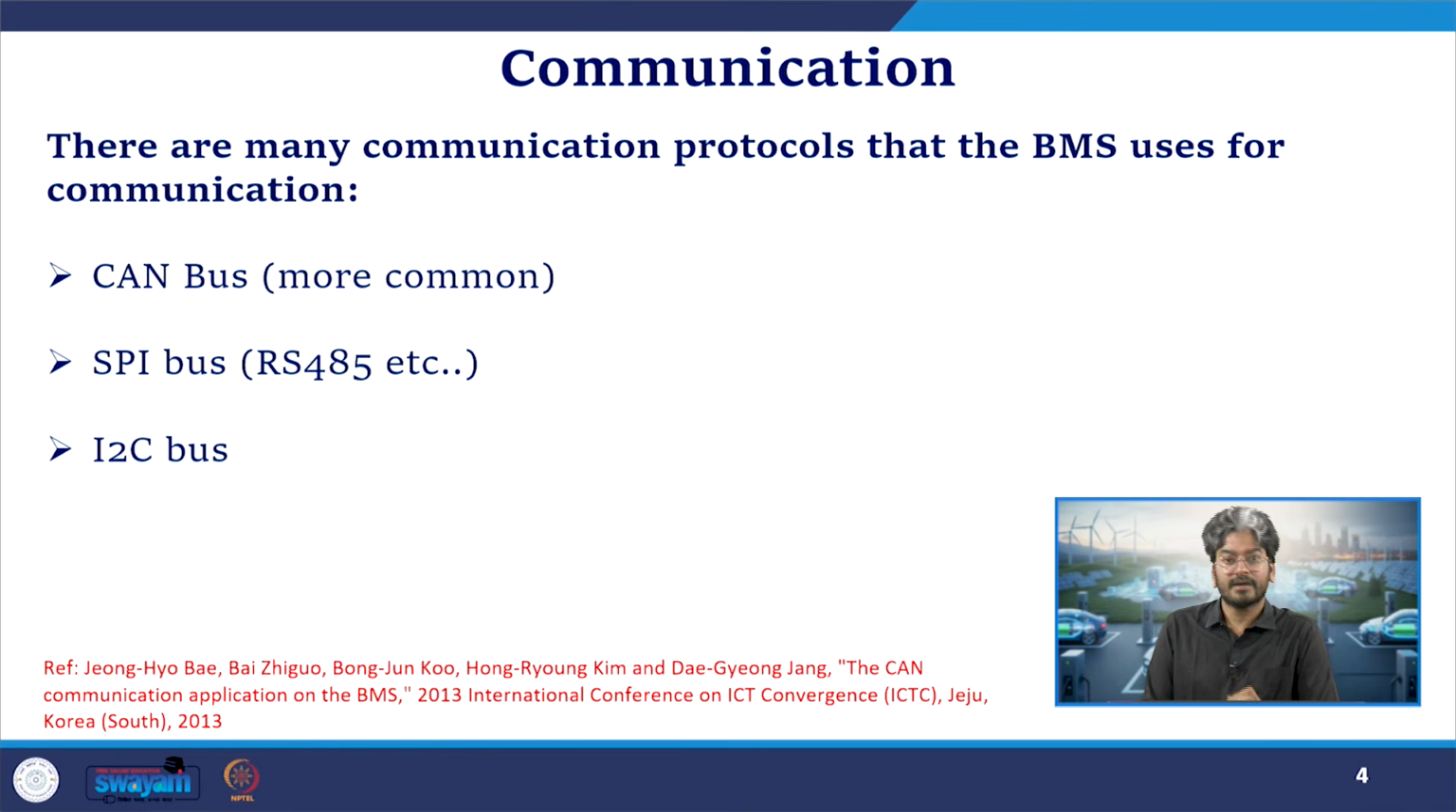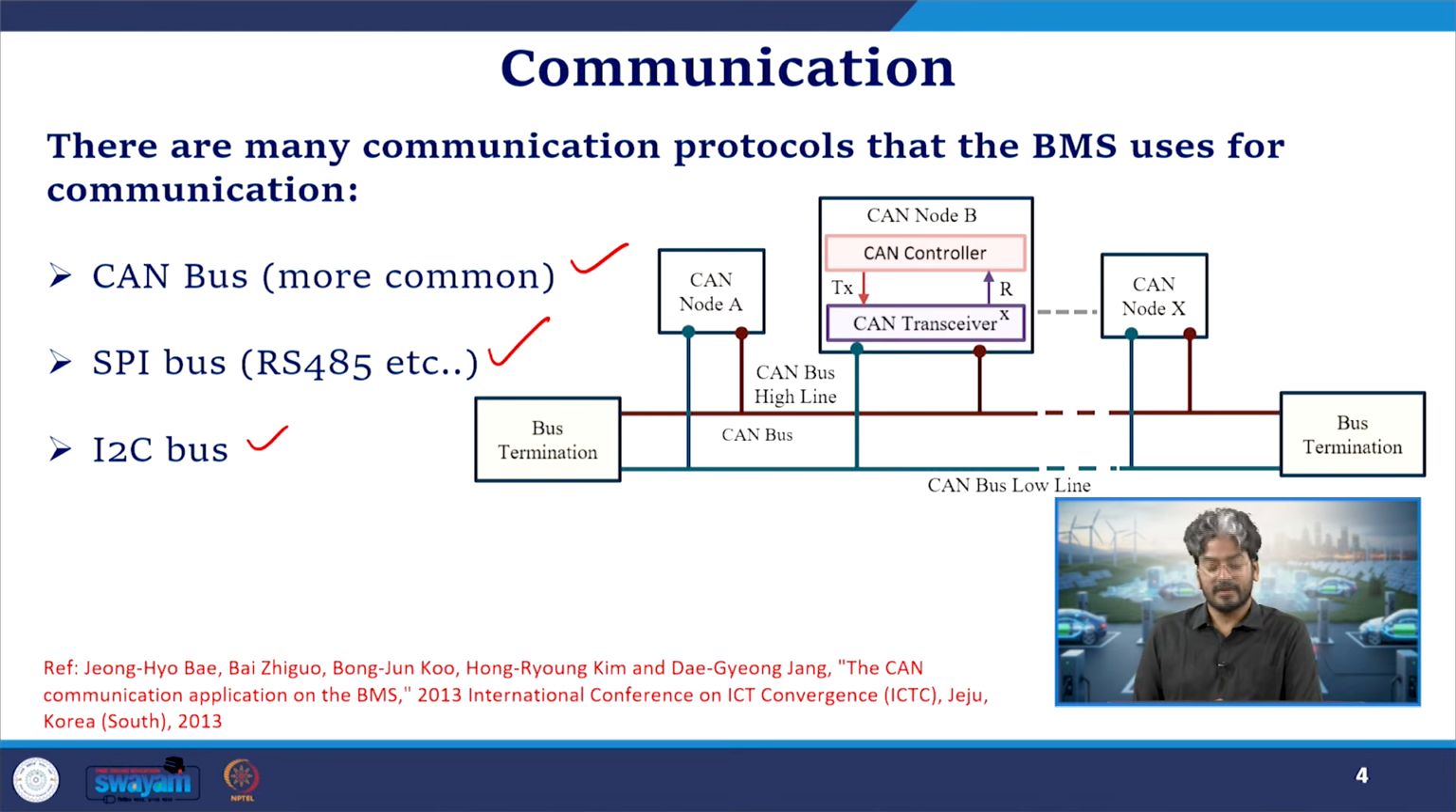There are many types of communication protocols which are used for this communication between the vehicle and the charger. First is your CAN bus, which is the most common one. The other ones are the SPI bus and the I2C bus. These are the different protocols used for communication between the BMS system onboard the vehicle and the charger.